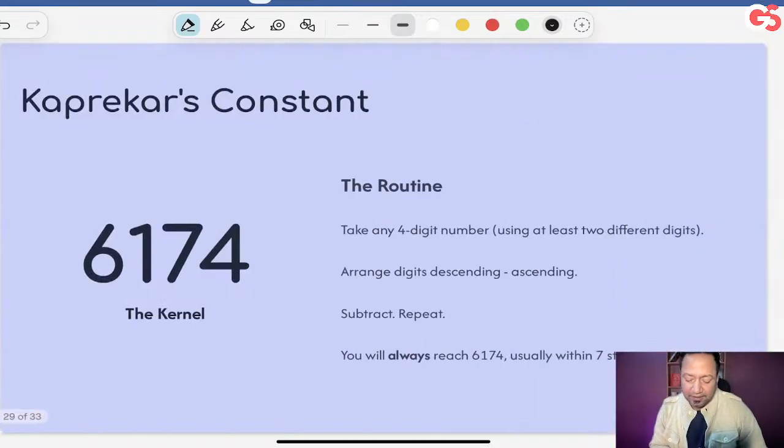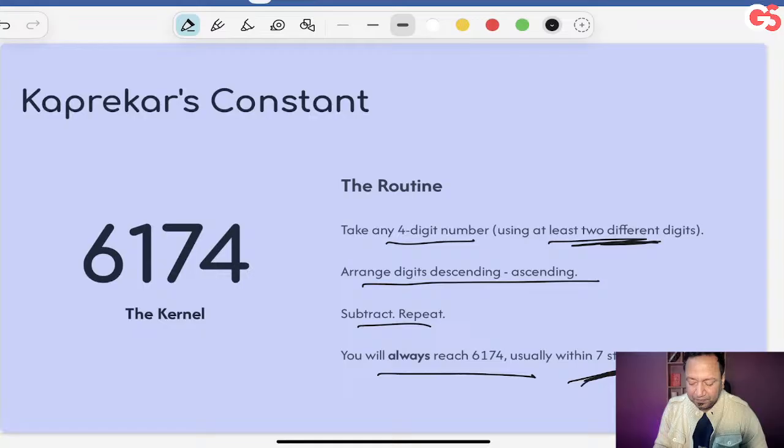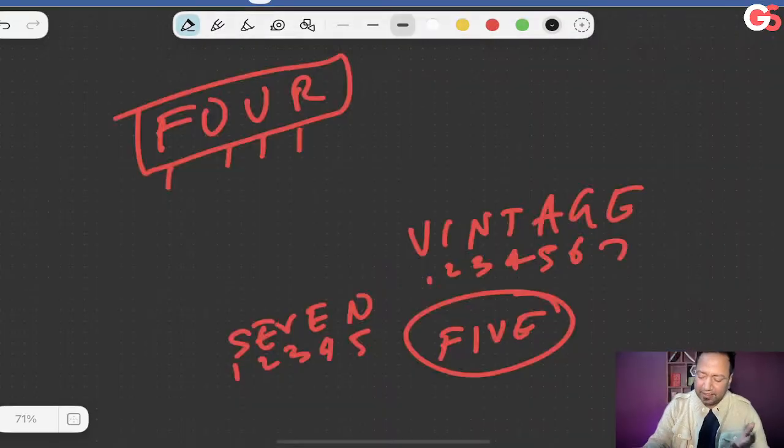All right. Kaprekar's constant. There was this Indian mathematician, 6174. The routine: take any four-digit number using at least two different digits, arrange the digits in descending and ascending order, subtract, and repeat. You'll always reach 6174, usually within 7 steps. Let's check this out. Arranging in descending and ascending order, then subtracting and repeating. Let's take a number.